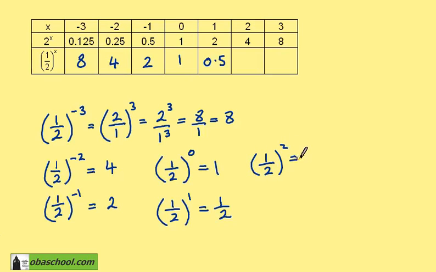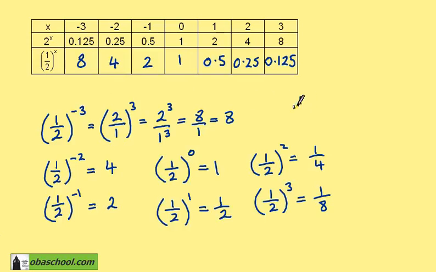A half squared is 1 squared over 2 squared, which is a quarter, which is 0.25 as a decimal. And a half cubed is 1 cubed over 2 cubed, which is an eighth, or 0.125. If we look at the values in the table, we can see that the half to the x values are in reverse order, and this would correspond to a reflection in the y-axis.